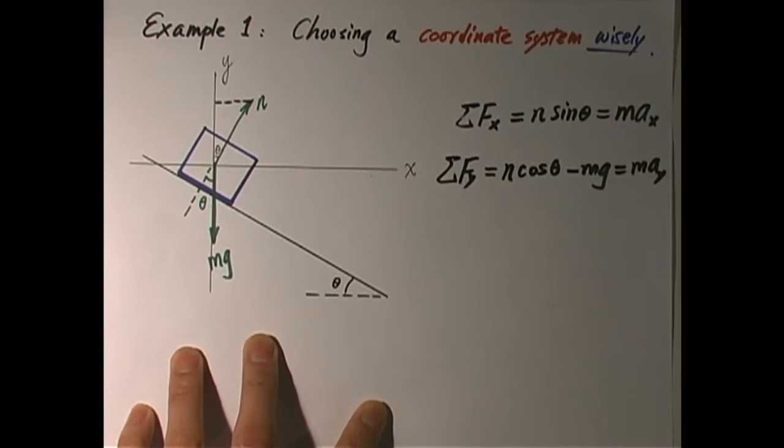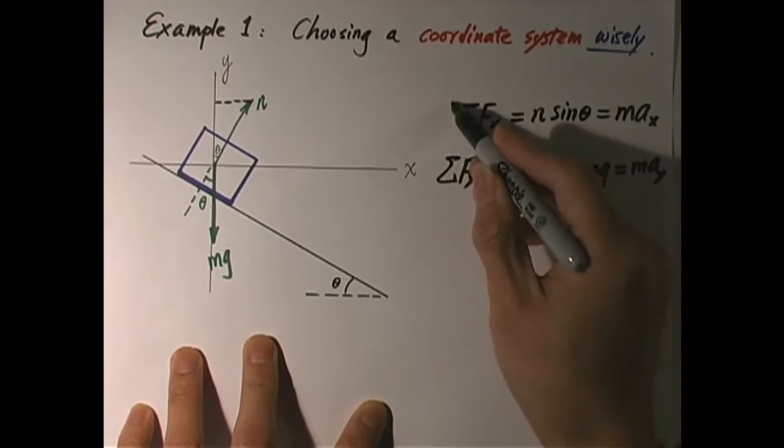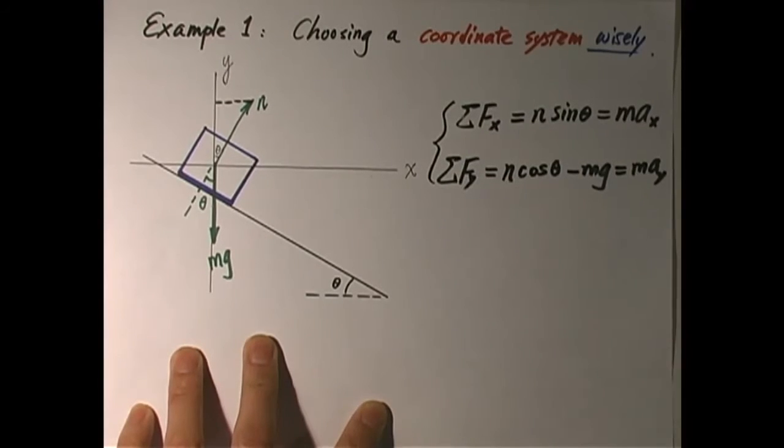But there is a problem, and the problem is I have a third unknown, which is n, right? How many equations do I have? I have 2 equations, and I have 3 unknowns, ax, ay, and n. Obviously, that is not enough, this pair of equations. I have to look for something in addition to that. So, what did I miss?